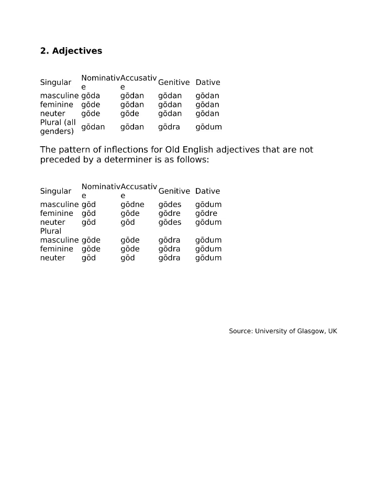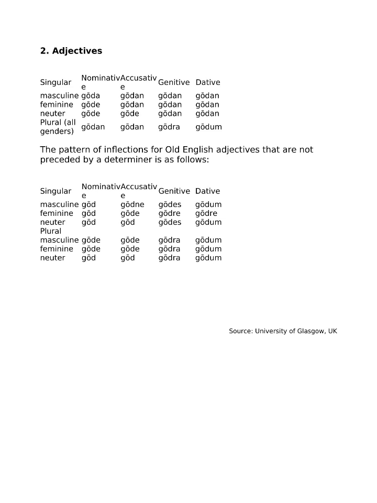Now let us analyze how adjectives work in Old English. One of the features that distinguish Germanic languages is the use of two sets of inflections for adjectives, depending on whether they are preceded by a determiner. For example, the good kings as opposed to good kings, or the kings are good. The pattern of inflections for Old English adjectives that are preceded by a determiner is as follows.